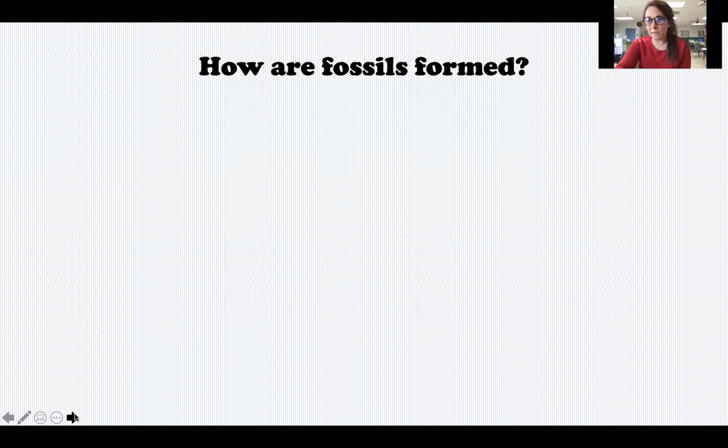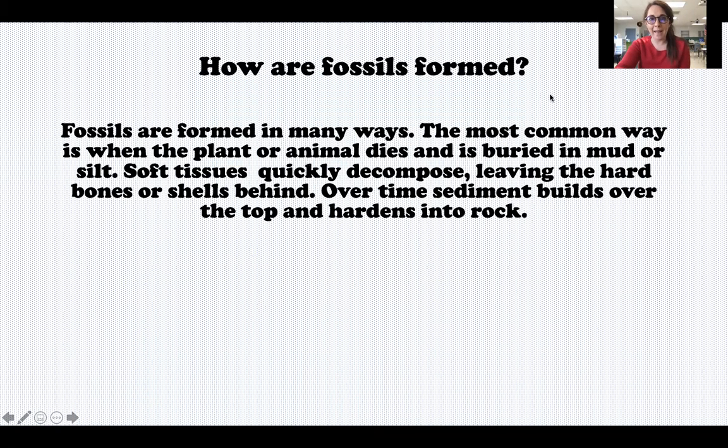A lot of times people think they can just be animals or insects, but plants can make fossils as well. So fossils are formed in several different ways, but the most common way is when the plant or animal dies, it gets buried under mud and silt. And what happens is the mud and silt compress it and squeeze it very, very tight. This causes the soft tissue, like the fat, the muscle, the skin, to decompose, and it leaves behind the hard bones or shells or teeth or nails or claws. And over time, the sediment builds over the top and causes it to harden into rock.